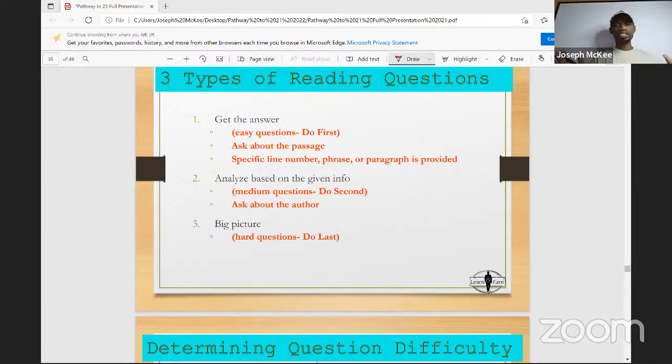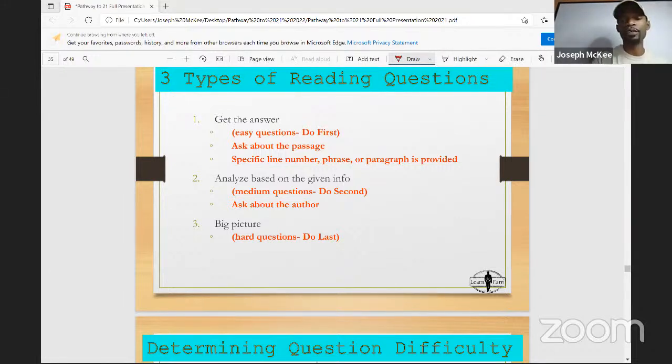But these are just 3 types of questions that you're going to get. It's either going to tell you where to go, it's going to ask you to analyze based on some given information, or it's going to ask you about the big picture of that passage. These questions are designed and set up for you to be able to go find the support necessary to get the answer correct.